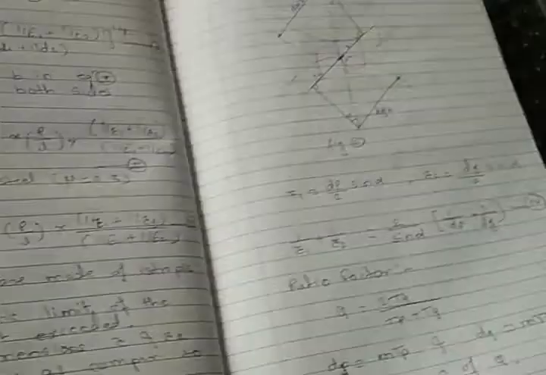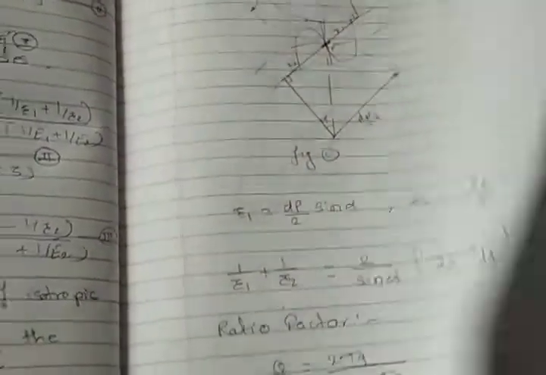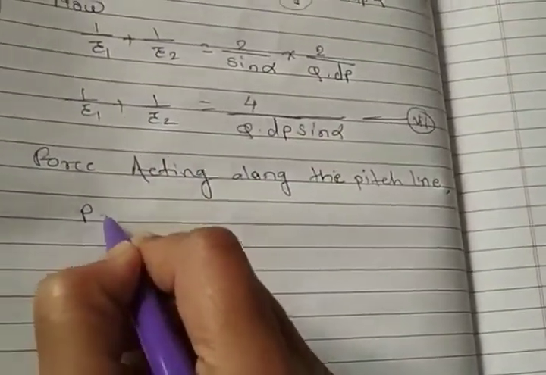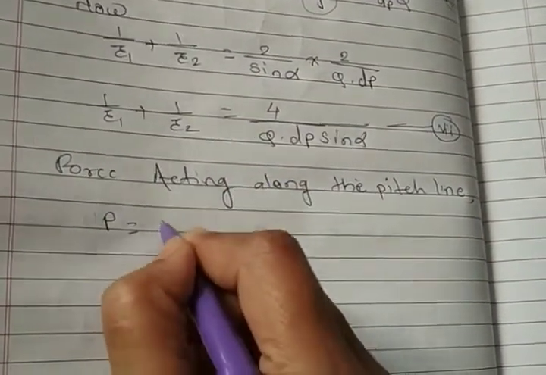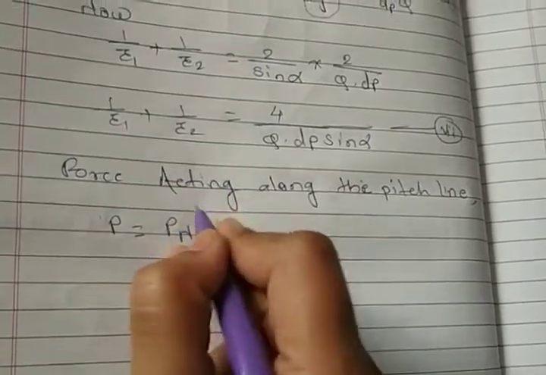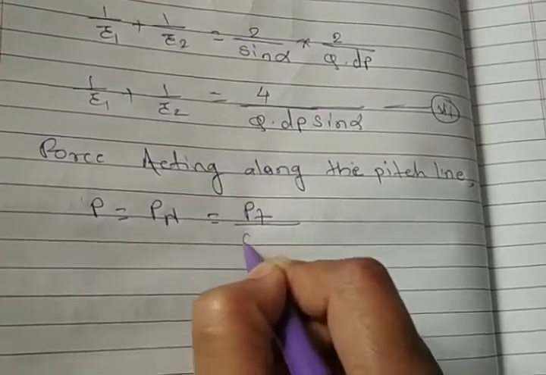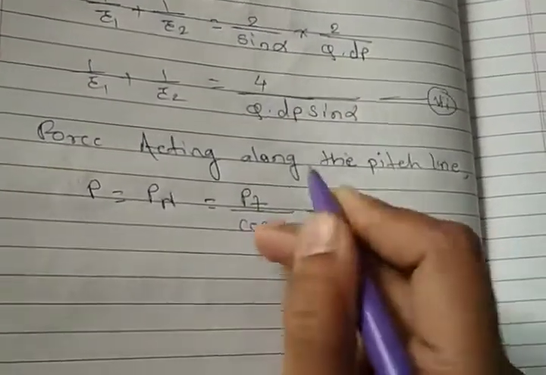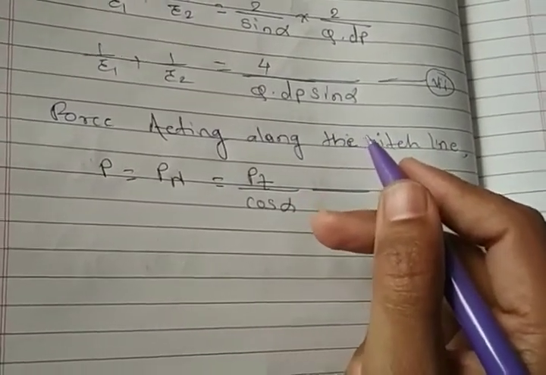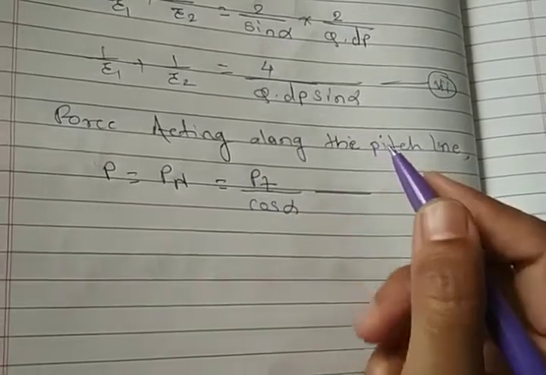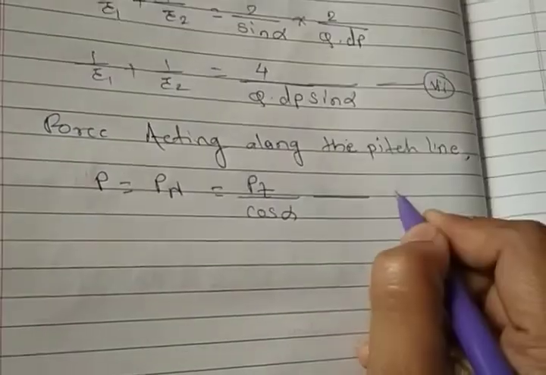Equation number 7. Now we know that the force acting along the pitch line is nothing but the normal force. So here we are going to replace this compressive force in case of cylinder with the normal force in case of gear, and the normal force in terms of tangential force is Pt upon cos of alpha. We already know this term while studying the force analysis of spur gear. If you haven't seen that video, see that video first, which is given in the description box. That playlist is given right there.